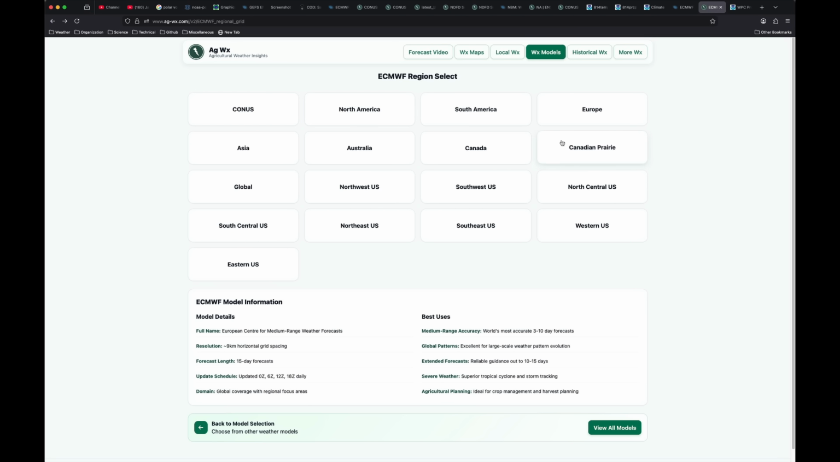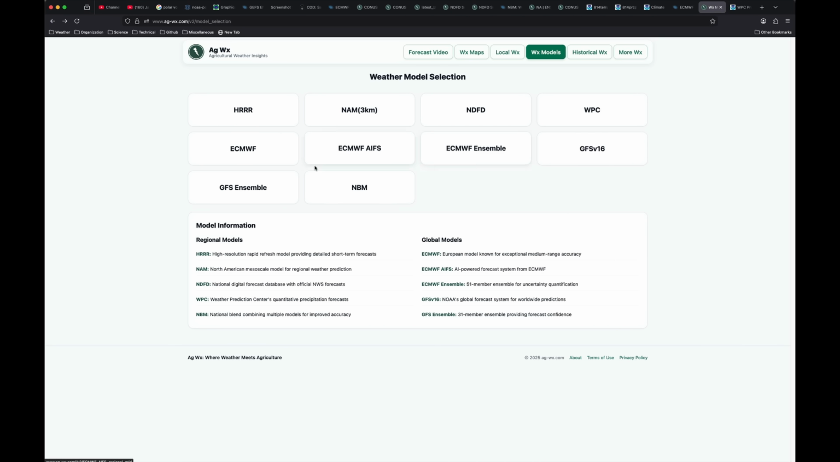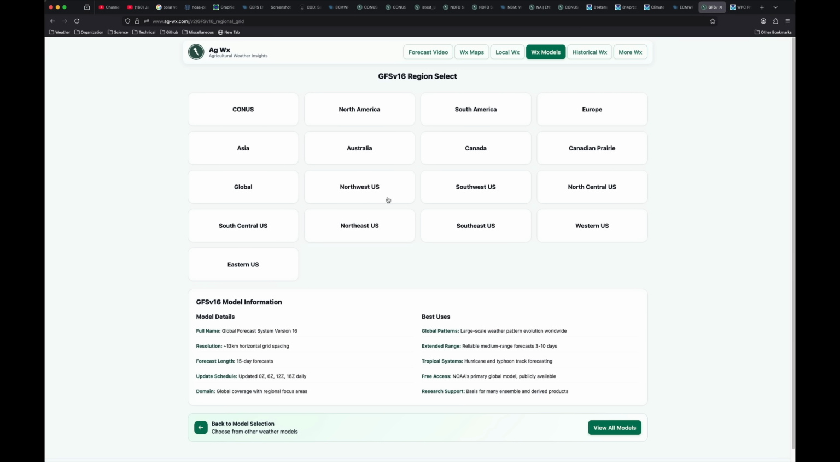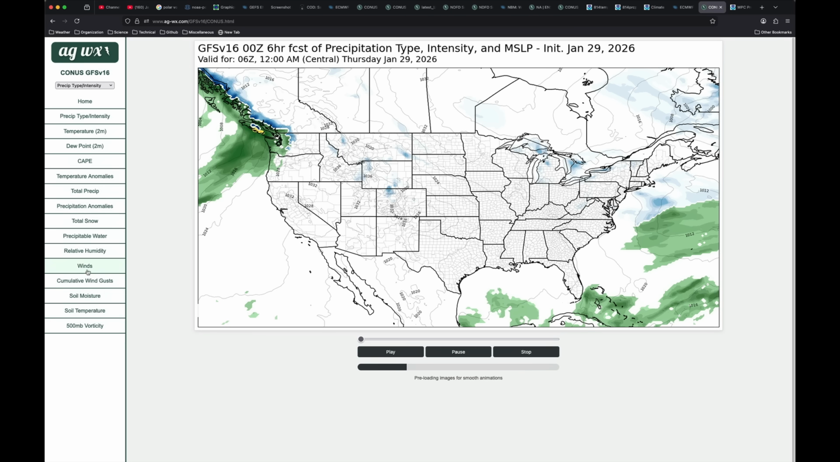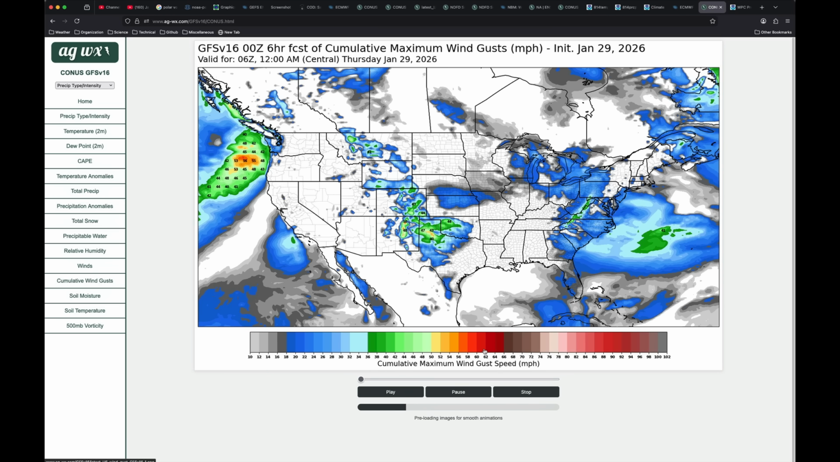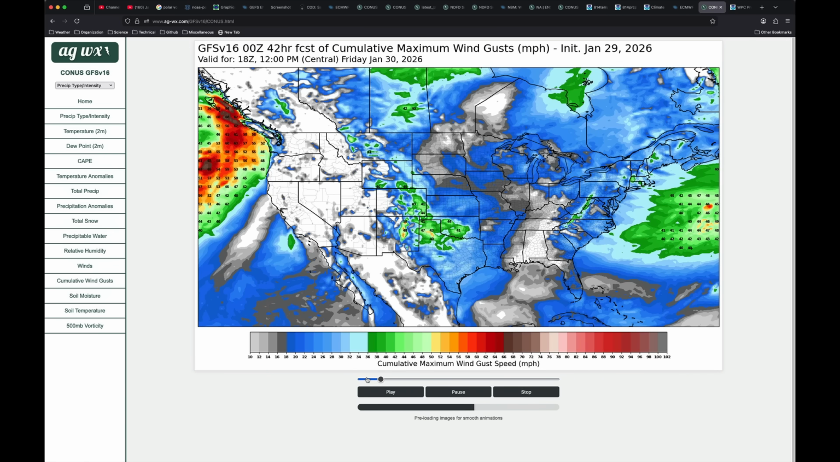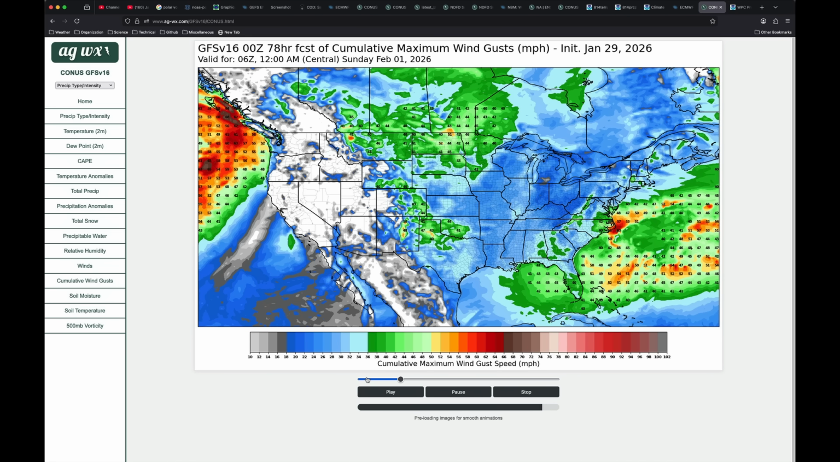And I might have to jump over. Let's do the 3 kilometer NAM. Actually, I'm going to do the GFS because I want to get all the way through the forecast period here. So let's jump over. We're going to do Eastern U.S. It always takes me an extra time to find that. Actually, let's just do the continental U.S. Bring up those cumulative wind gusts. I'll play this forward here and get us out into Saturday evening.